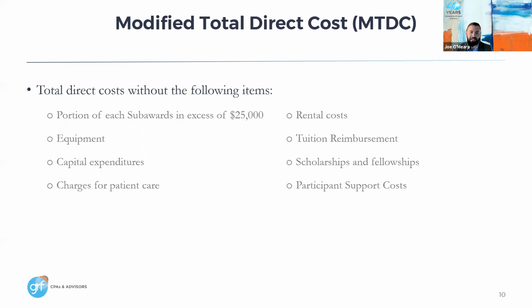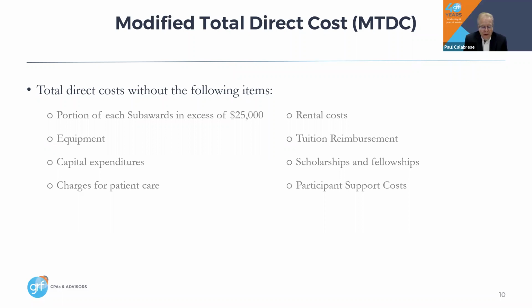The next two relate to university and institutions of higher education: tuition reimbursement, scholarships and fellowships. And the last area is participant support costs. So any payments that you make to participants, not to your own employees, but to participants, for allowances for attending workshops or travel allowances and so forth, those also must be backed out of the equation to arrive at modified total direct costs. At that point, that's the amount that you apply the 10% to in order to be reimbursed for your indirect cost recovery.